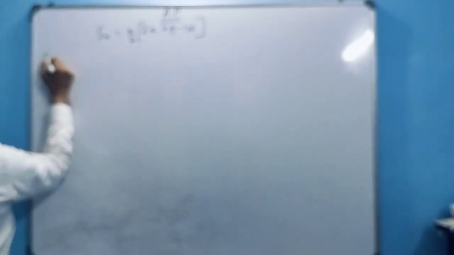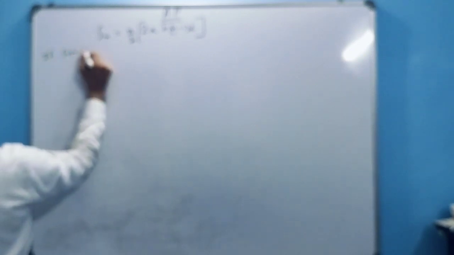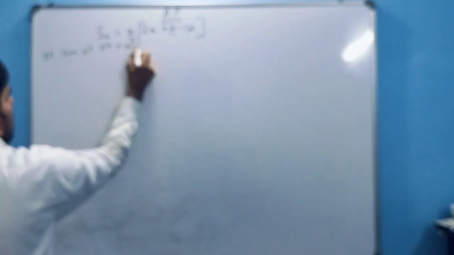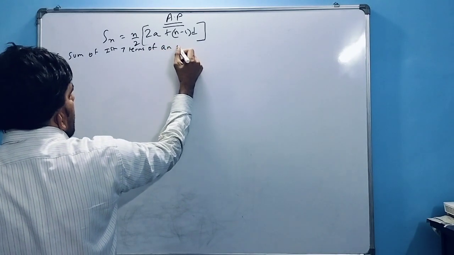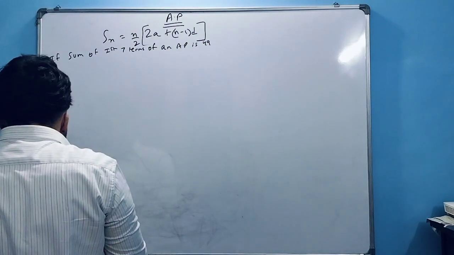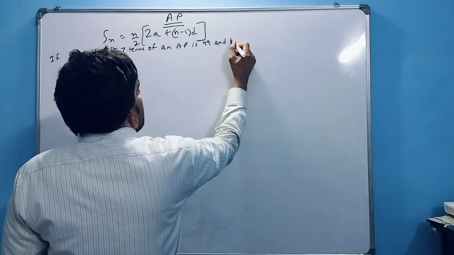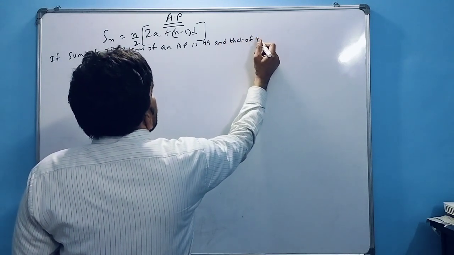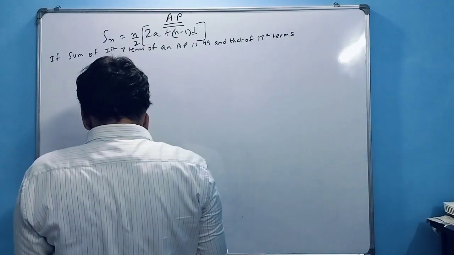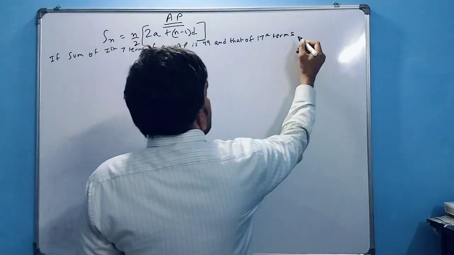Okay, so now we'll try to solve it out. The question we have now is: if the sum of first 7 terms of an AP is 49 and that of 17 terms is 289.